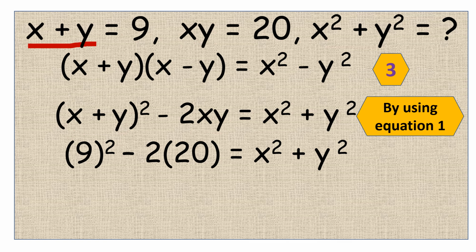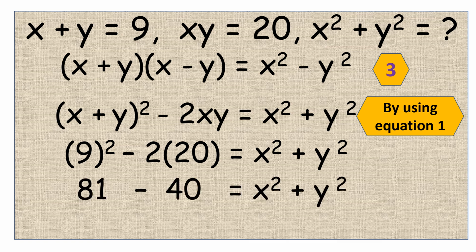So what we'll be doing now is to simply simplify. Our 9 squared will be 81, and then our minus 2 times 20, if we're opening the bracket, will be 40. Therefore, 81 on the left-hand side minus 40, which is 41, is equals to x squared plus y squared. Therefore, our answer, x squared plus y squared, is equals to 41.